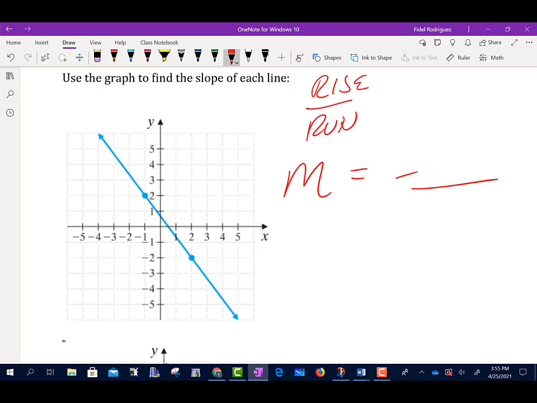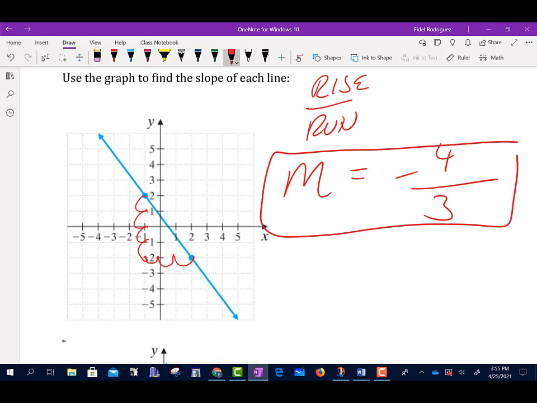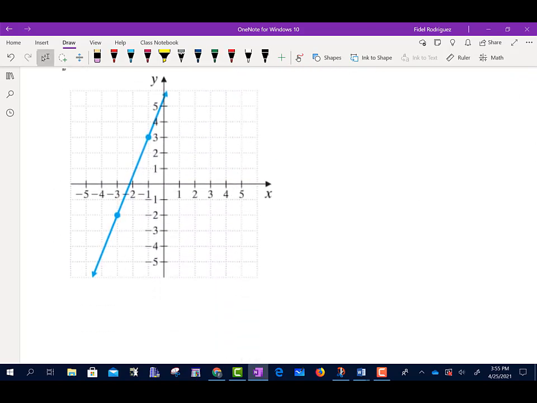So let me count. How many spaces down do I need to move? 1, 2, 3, 4. So I'm moving down 4. How many spaces to the right? 1, 2, 3. And I'm done. All I got to know how to do is count, right? Let's do the same thing for the next one here.